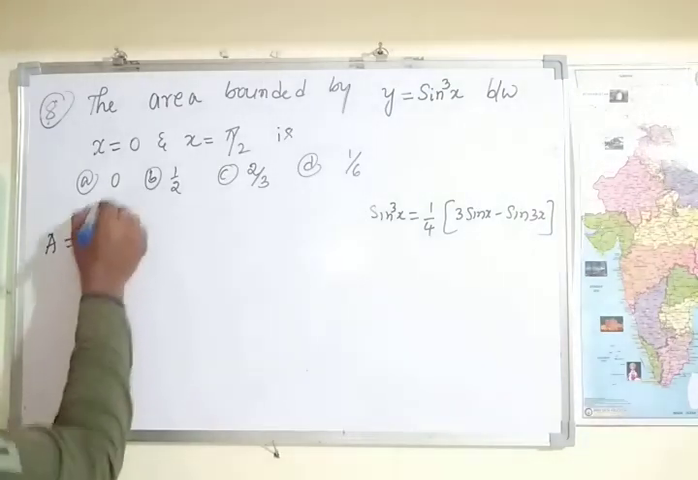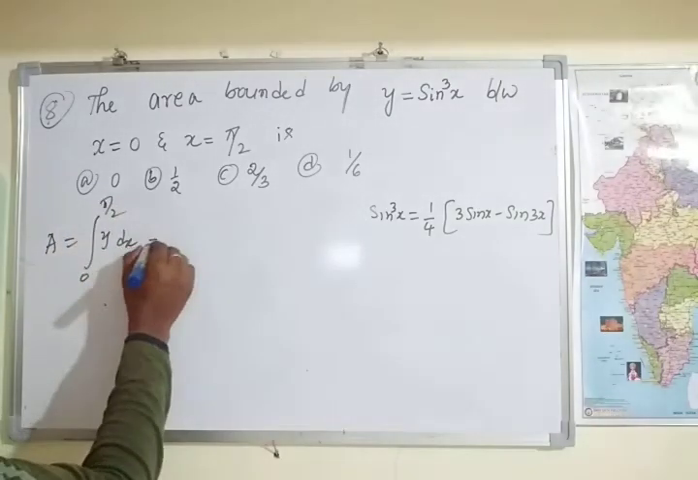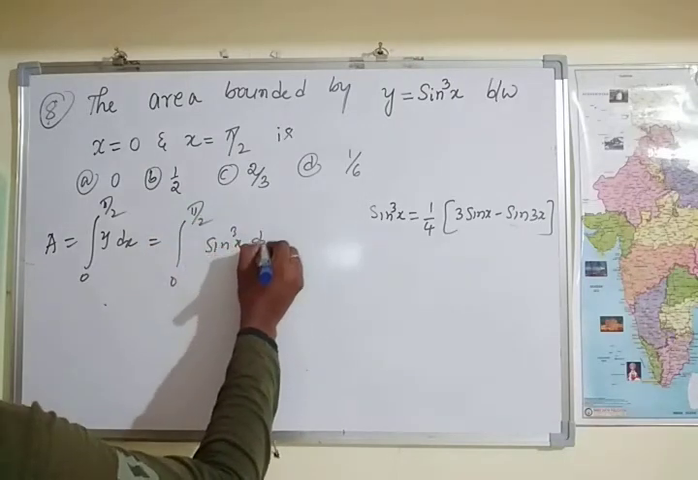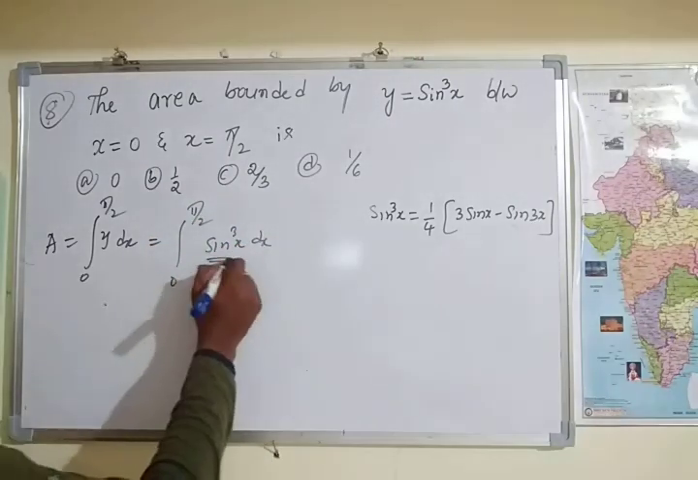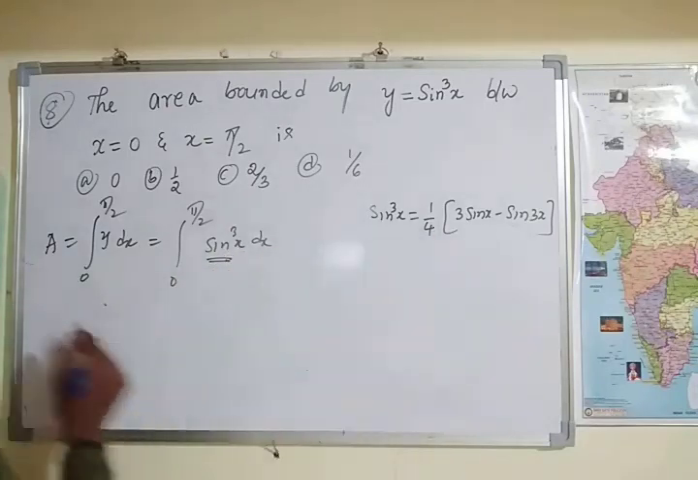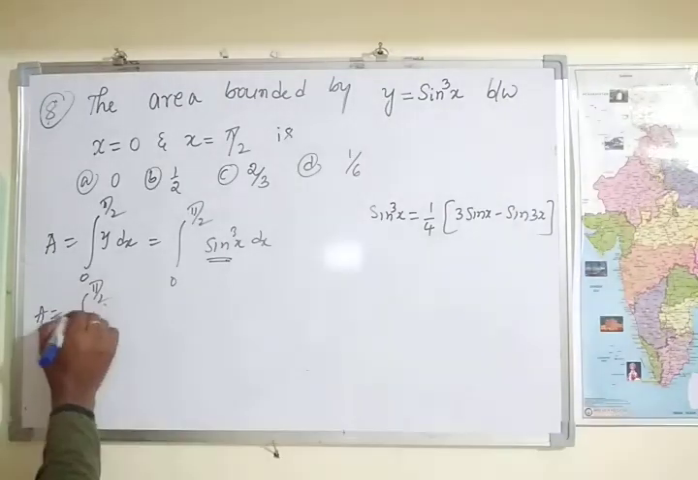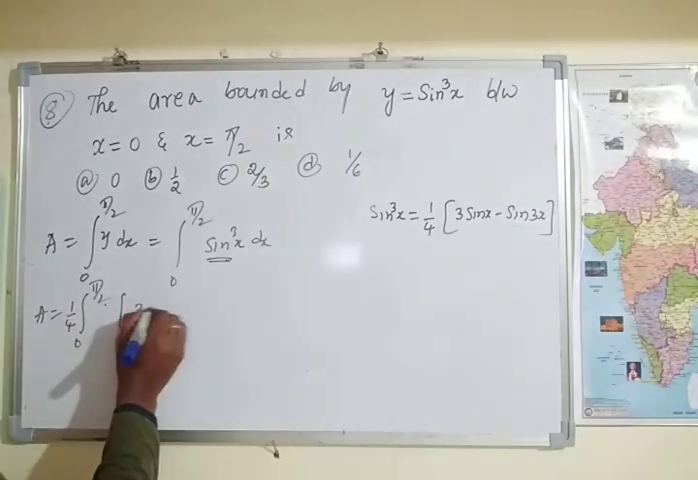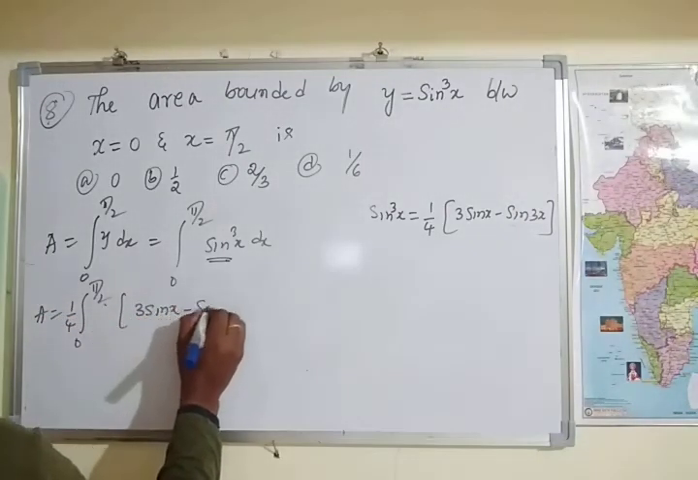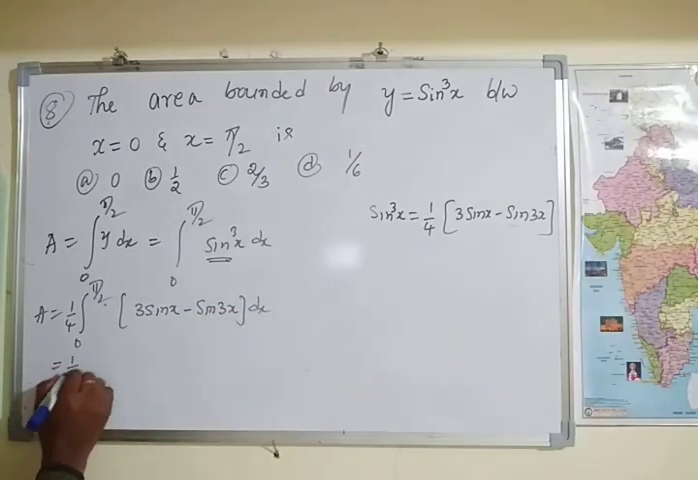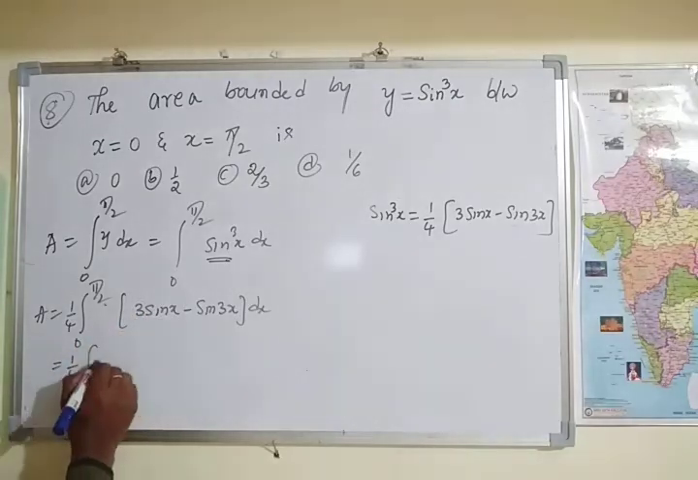Here the limits of x are 0 to pi by 2. We consider the integral from 0 to pi by 2 of y, which is sine cube x dx. Now we substitute for sine cube x the expression 1 by 4 of (3 sin x minus sin 3x). So the area A is the integral from 0 to pi by 2 of 1 by 4 of (3 sin x minus sin 3x) dx.